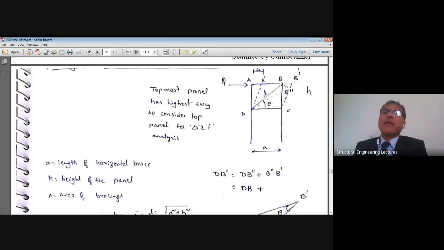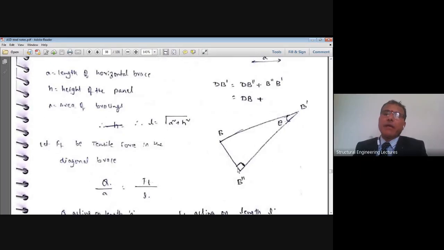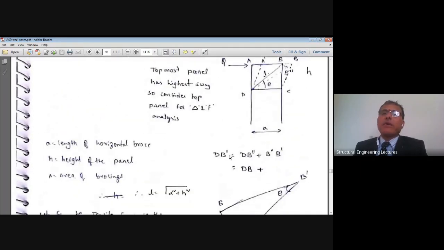DB prime. Then I can now drop a perpendicular B double prime on this line DB prime. This is a perpendicular dropped here, right? Which is cutting the line DB at B double prime like this, right? That is in some exaggerated view.